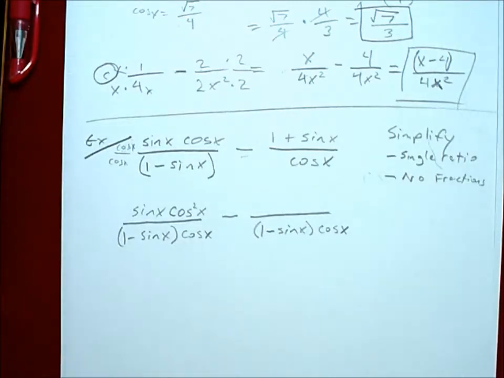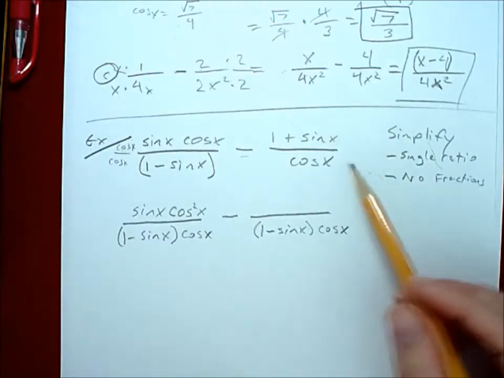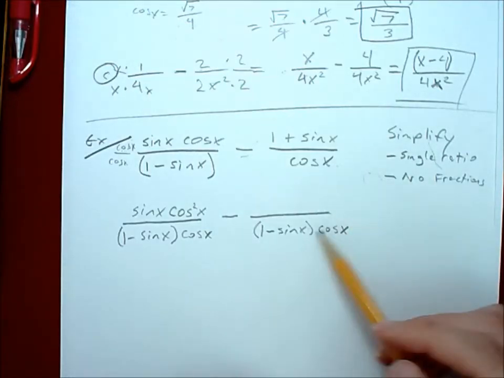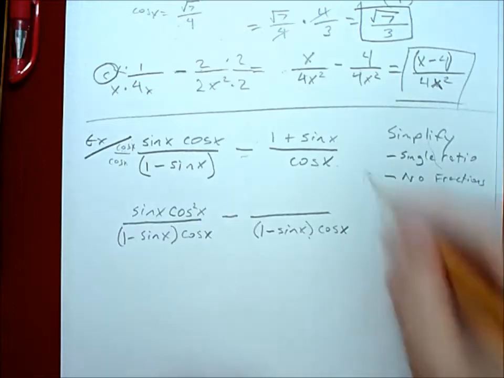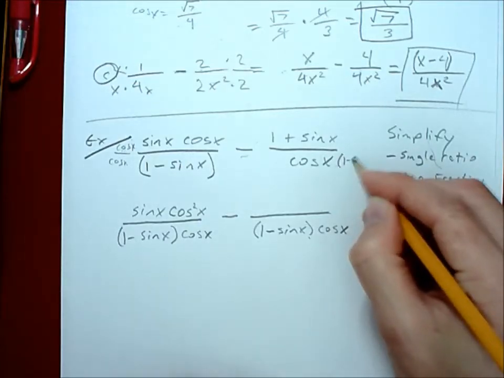Okay, we got the left-hand side. Now on the right-hand side, what do we need to multiply this denominator by to get this one? 1 minus sine of x.